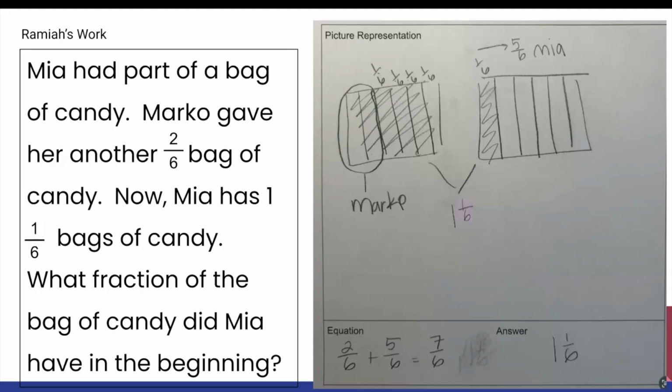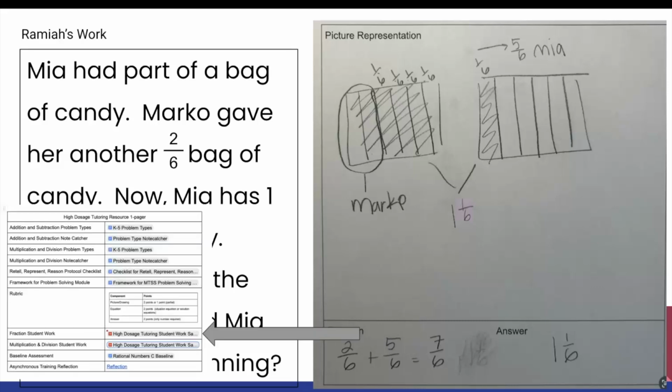Think to yourself, does the student representation accurately show the context of the word problem? Can you determine the problem type based on the student representation? If you were grading this student work, would you give this student credit for their representation? Why or why not? Look at all 3 works and we will come back and talk about them.